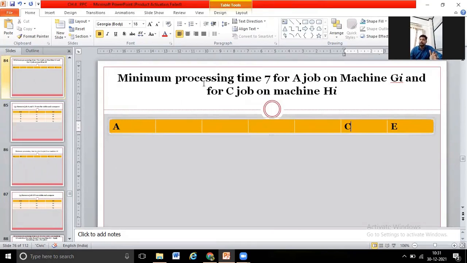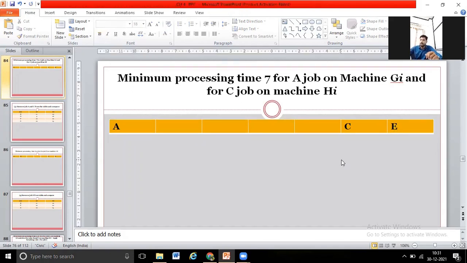So minimum processing time 7 for A job on machine GI, and for C job on machine HI. Okay, so once again draw these blocks and give first priority for A job, second last priority for the C job, and the last priority for the E job. Okay, is there any question, any doubt?